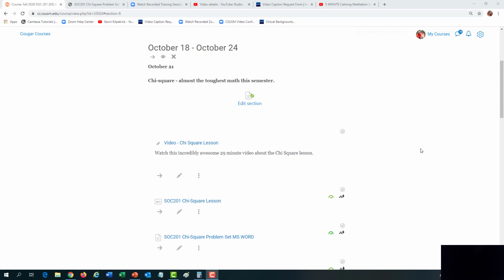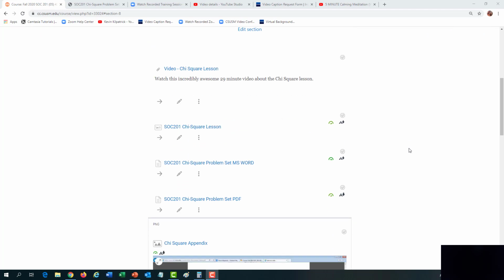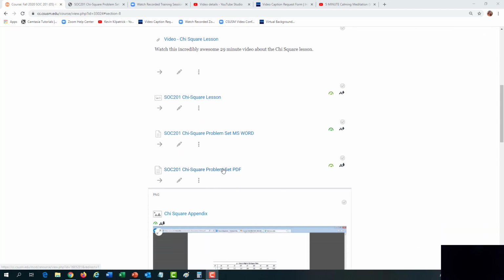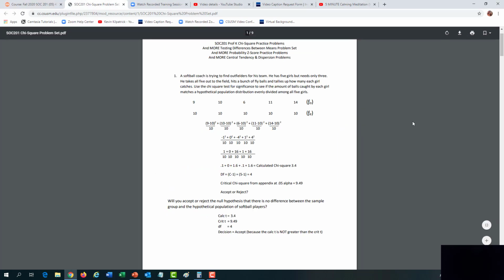Okay, we are going to work on the chi-square problem set. I'm going to do a couple problems for you. You can see that I have set this thing up in Word or also as PDF, depending on what kind of device you're looking at it in. There's a lot of numbers on these pages, so I'm going to click the PDF and look at it this way.